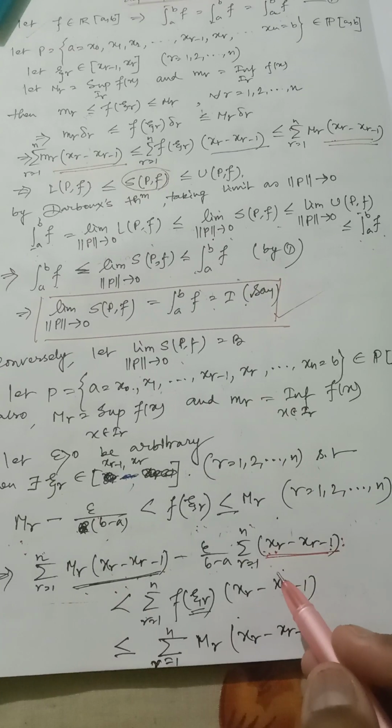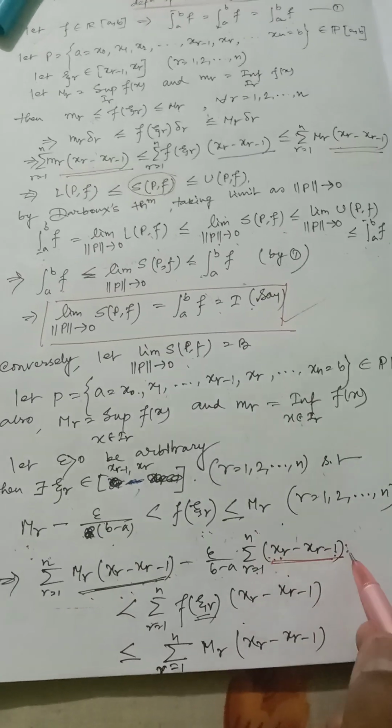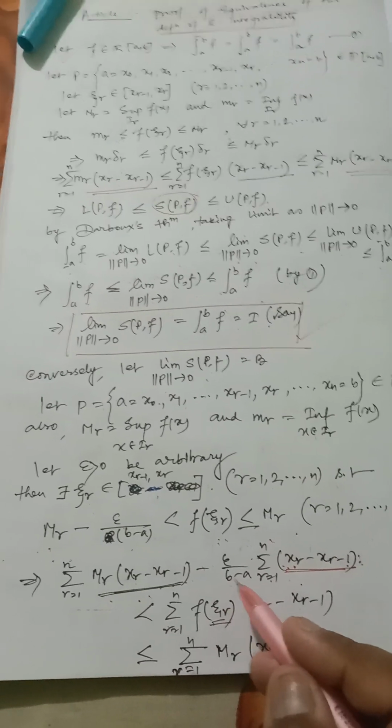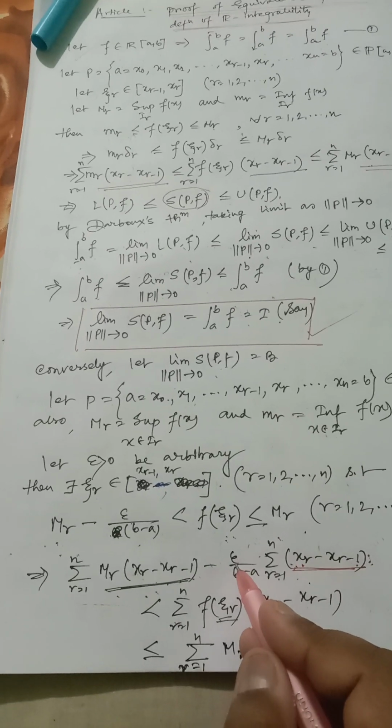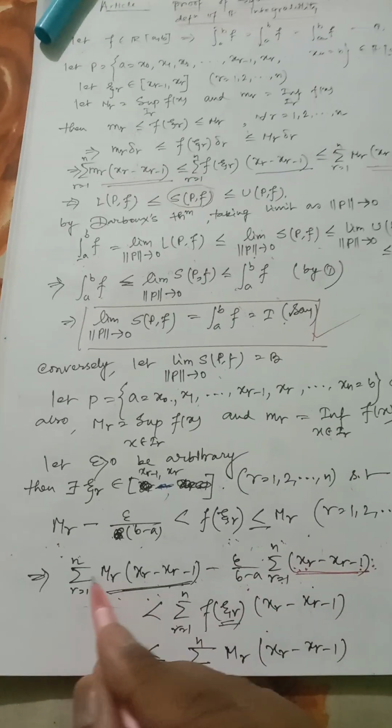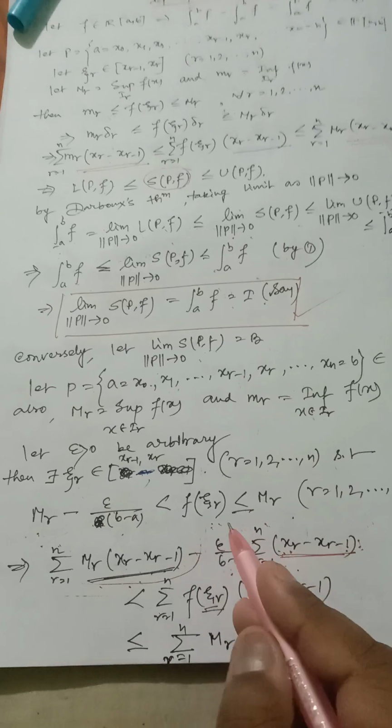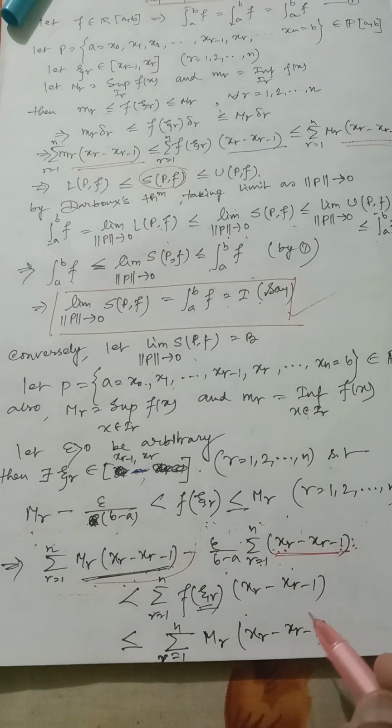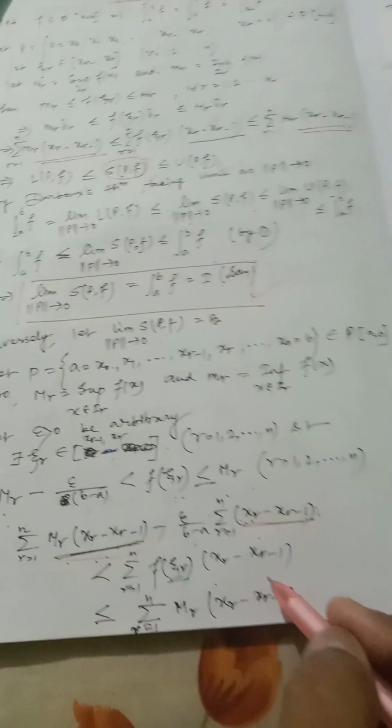After adding all these quantities you will get b minus a. So b minus a will be cancelled, so that only epsilon will survive. So this part is UPF minus epsilon. In the mean portion you will get what? SPF, as per our definition.